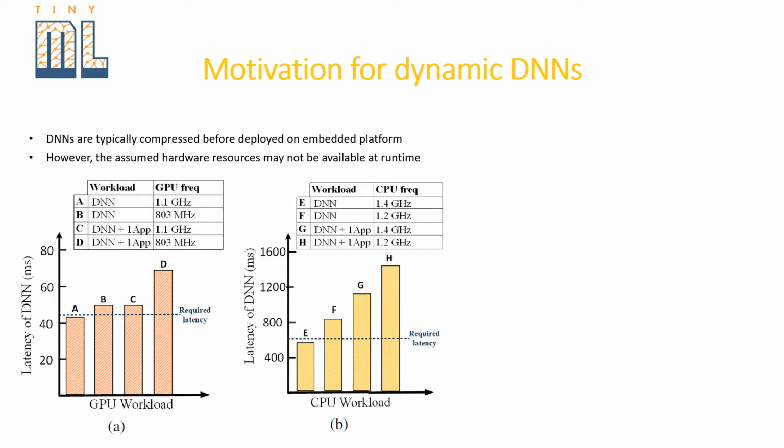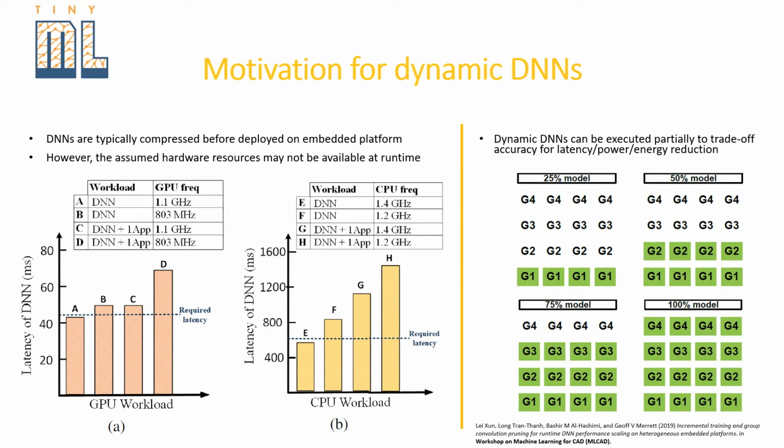In the figure, models A and E are compressed at design time to just meet the required latency target while keeping the accuracy as high as possible. You can see in the scenarios of B, C, D and F, H, G, when the frequency changes at runtime or when the model is sharing hardware resources with other applications, then the results of design-time compression are no longer valid.